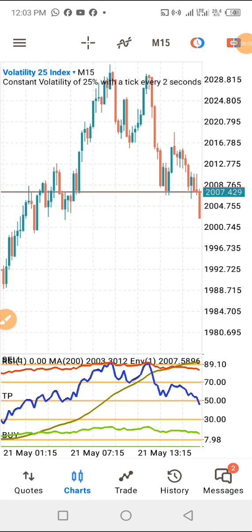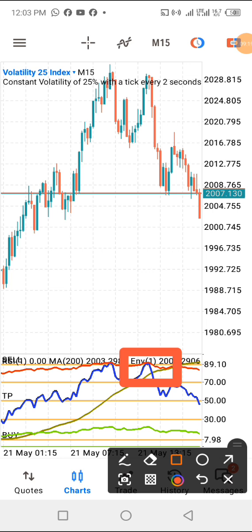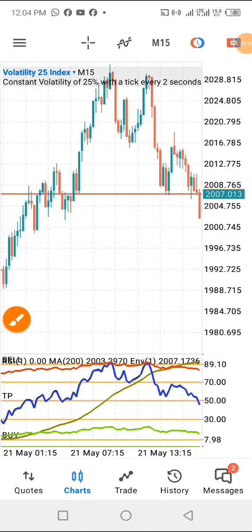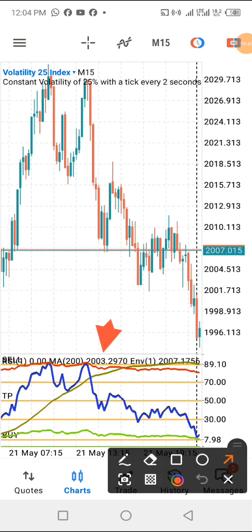Then on the sell aspect, this is the scenario we want to see, whereby the envelope will be touching the upper band of the envelope, which is around level 89.89, then crossing below the moving average 200. Then you take your sell. Immediately it gets to 50, you exit again. Exactly. You see, if you are taking your sell at this point, you have rocked this market all the way down.